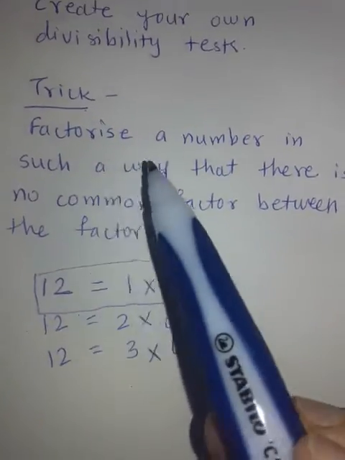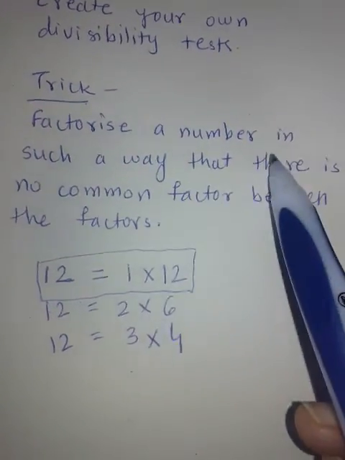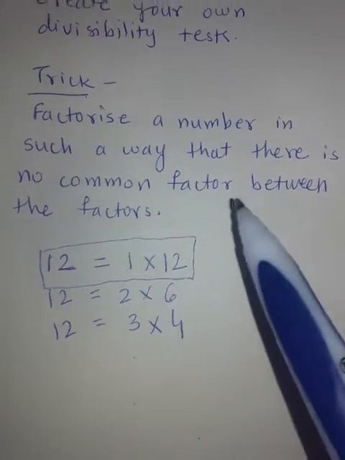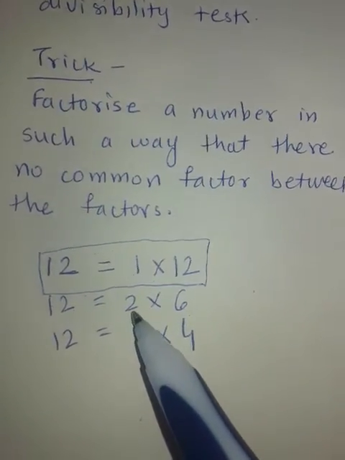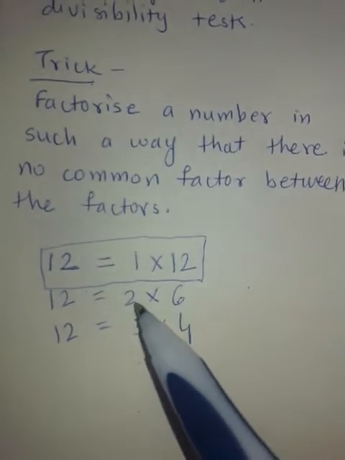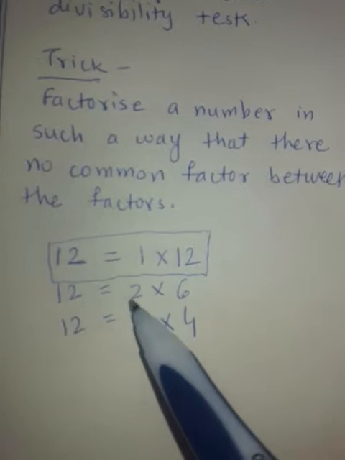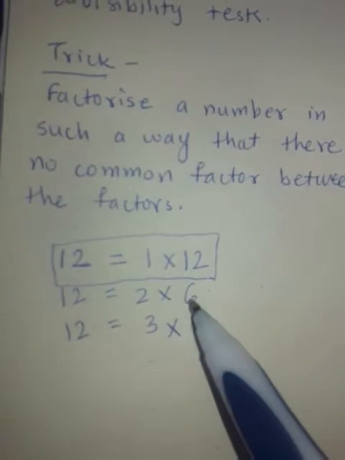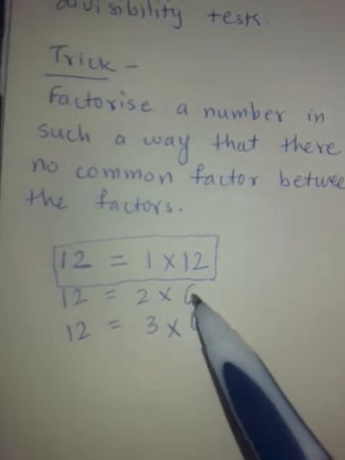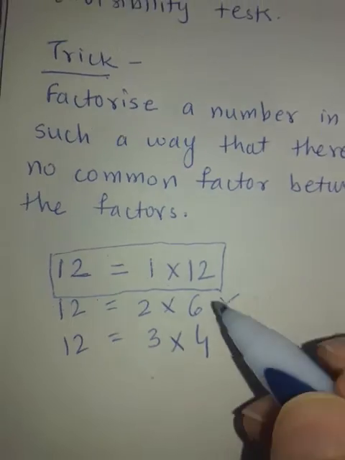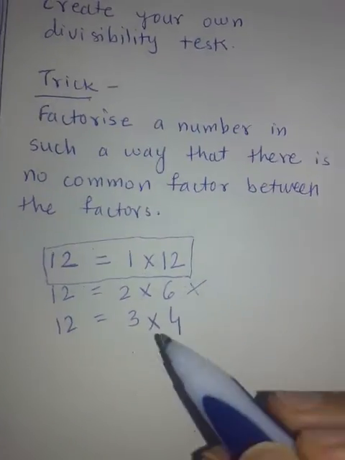Now the trick says factorize a number in such a way that there is no common factor between the factors. If I talk about 2 and 6, is there any common factor between them? Yes, 2 and 6 have common factor 2 because 2 itself is a factor of 6. Isn't it? 2 3s are 6. So I am not going to consider this. It doesn't satisfy this criteria.